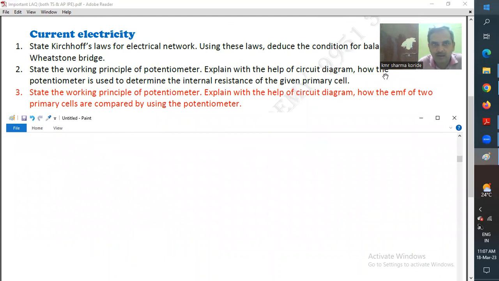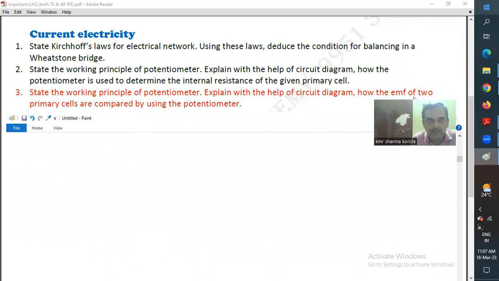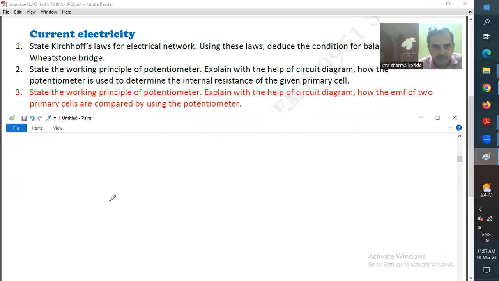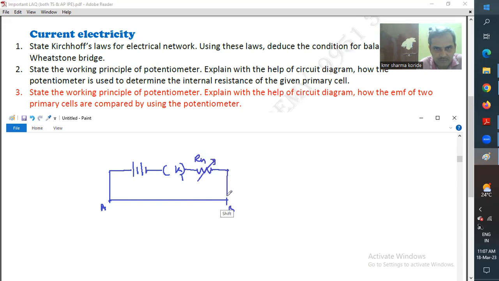Explain with the help of a diagram how the potentiometer is used to determine the internal resistance of the given primary cell. Okay. So once again, this is a 10 meters length potentiometer wire. This is end A, this is end B. So in the primary circuit, a battery along with a key K1 and a rheostat is connected to end B. This is the primary circuit, positive terminal, negative terminal, EMF.